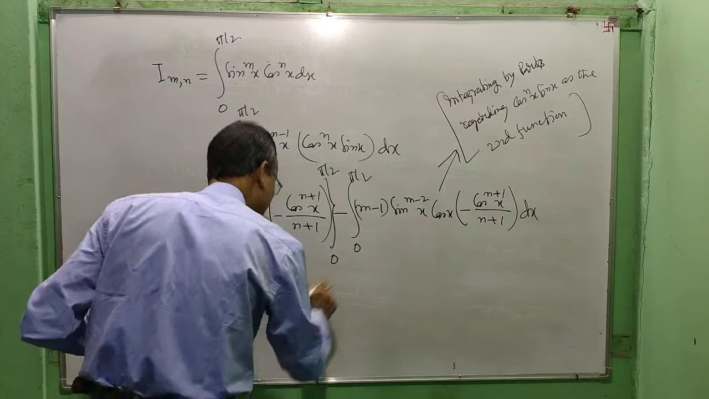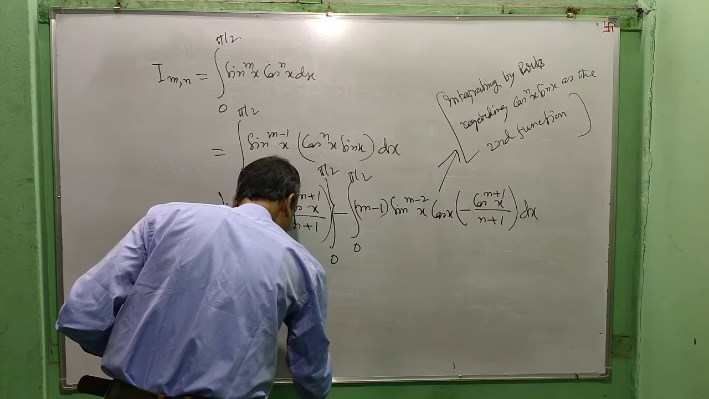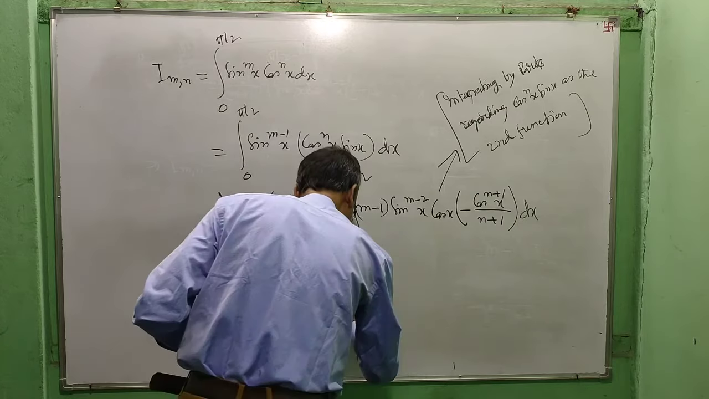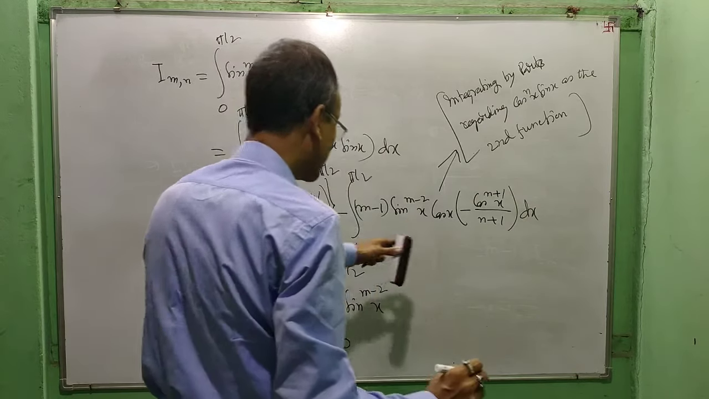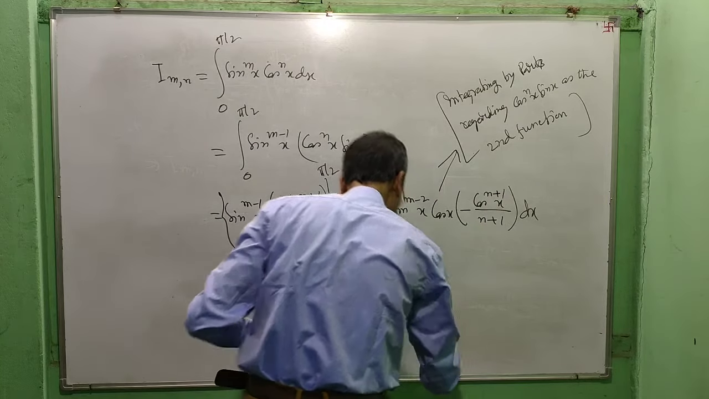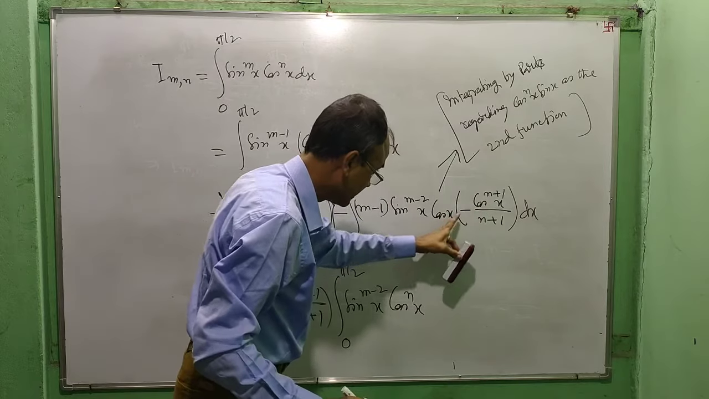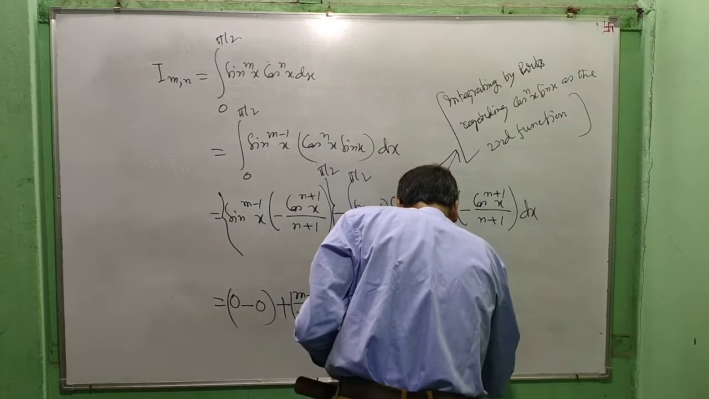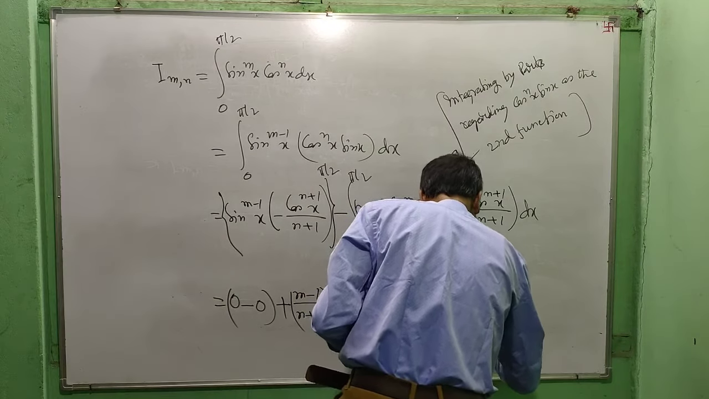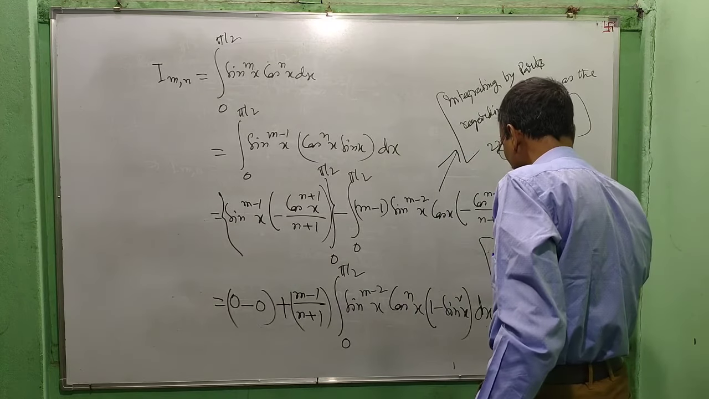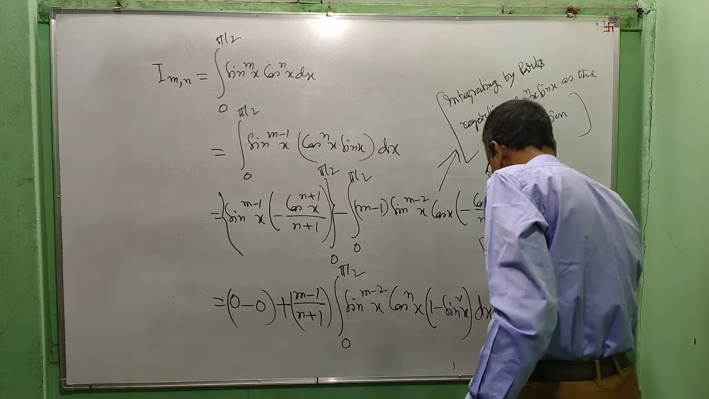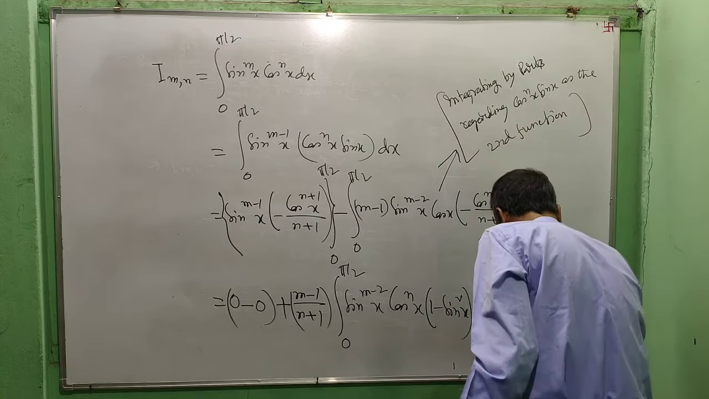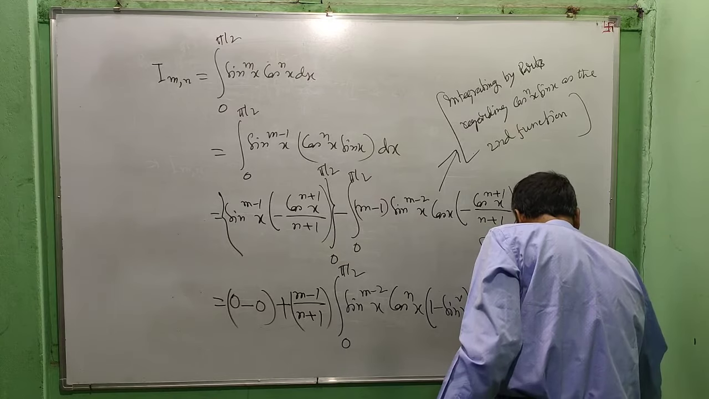Minus minus means plus. (m minus 1)/(n plus 1) into integration 0 to pi by 2 sin to the power m minus 2 x, cos to the power n x into cos x. It will be cos to the power n plus 2 x, which can be written as cos to the power n x into cos square x. For cos square x, you may write 1 minus sin square x. You may write here, since cos x into cos to the power n plus 1 x is equal to cos to the power n plus 2 x, this is equal to cos to the power n x into cos square x, which is equal to cos to the power n x into 1 minus sin square x.